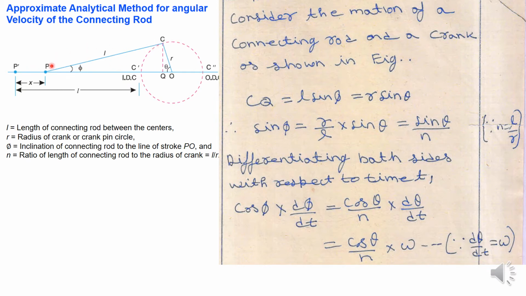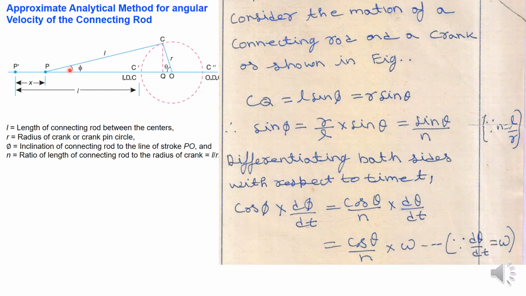In the previous lecture, we discussed the piston velocity and acceleration of the piston, and in the current lecture we are going to discuss the angular velocity of the connecting rod. What is the connecting rod? It connects the crank to the piston. That is the connecting rod, PC.